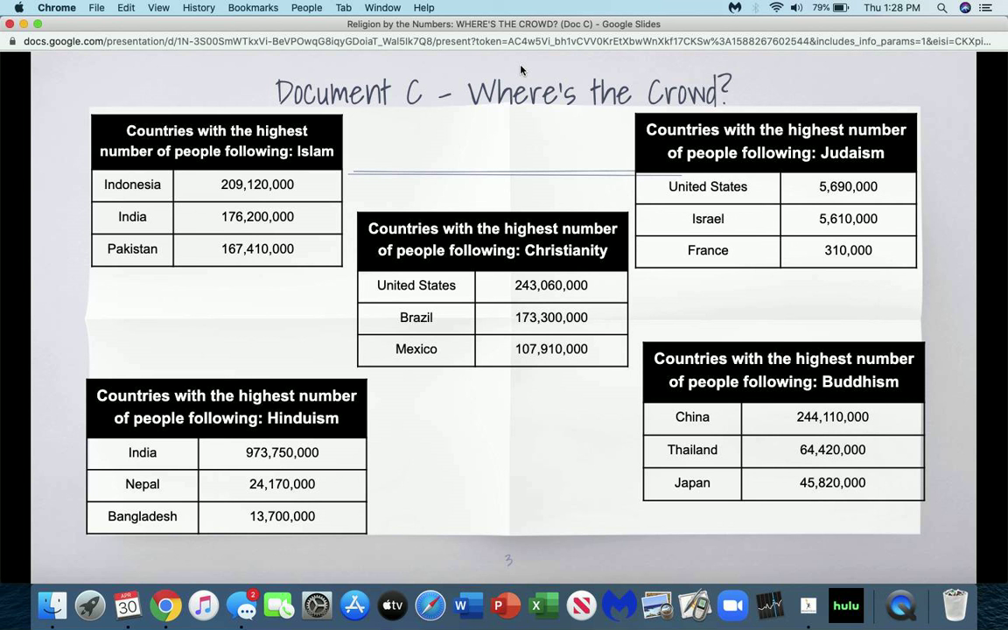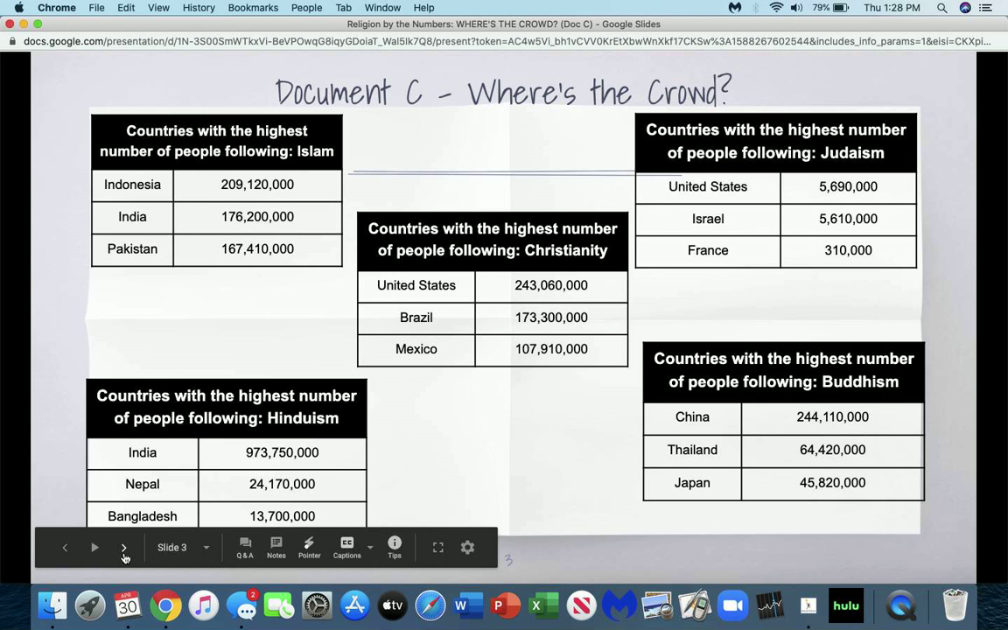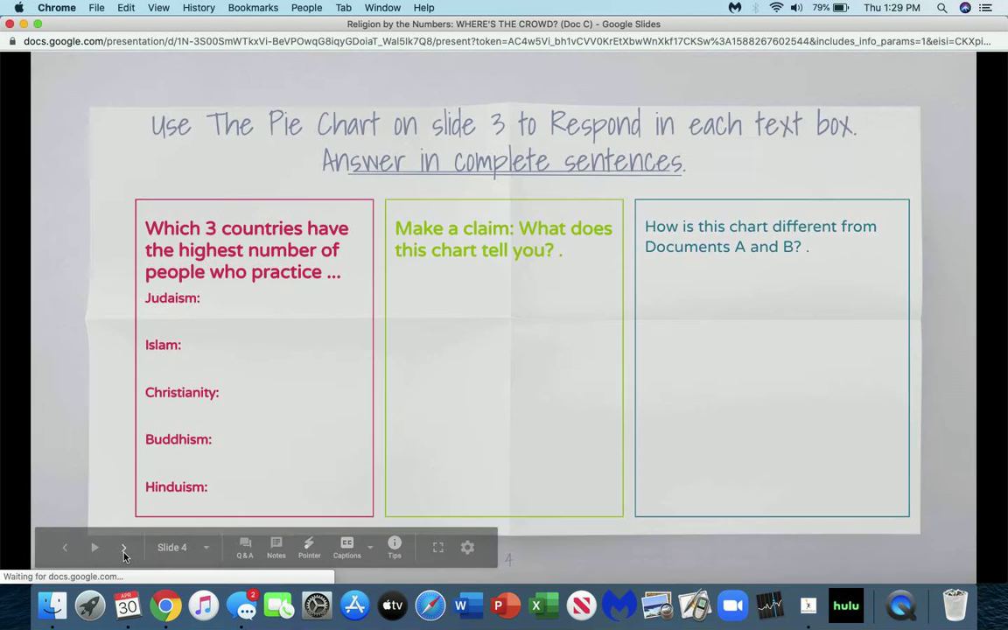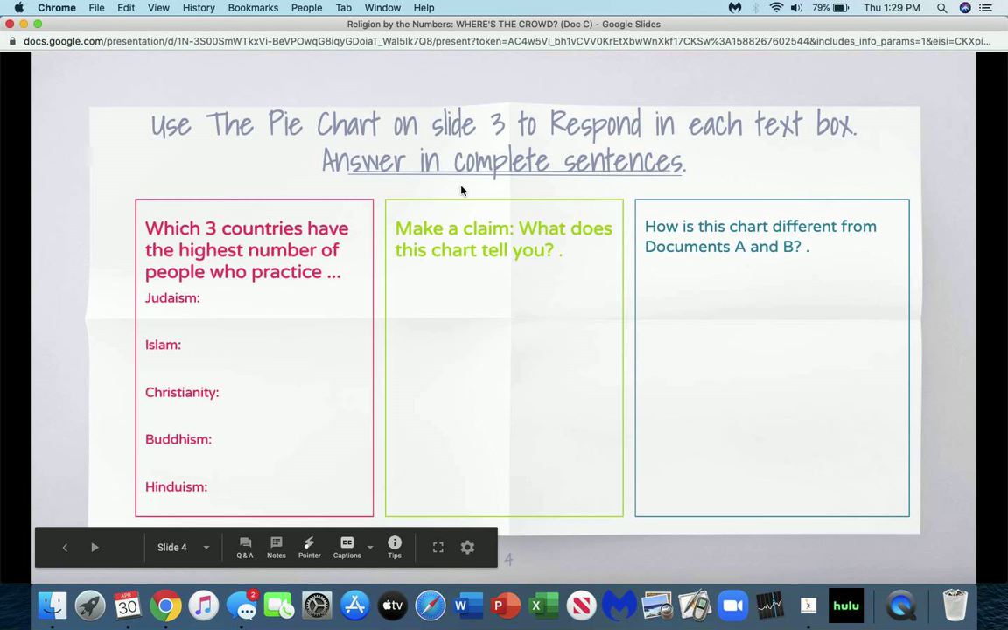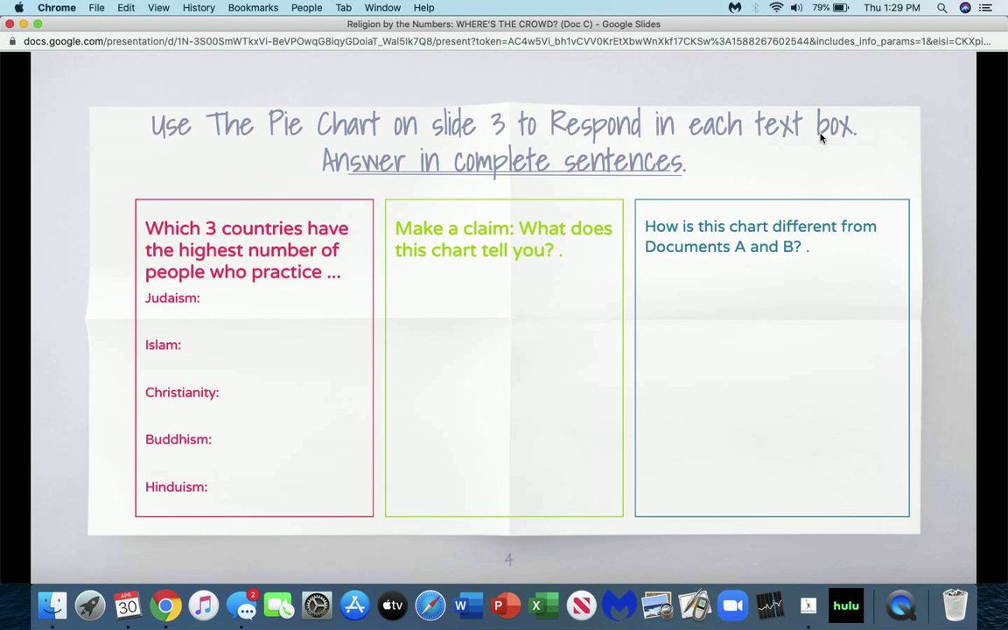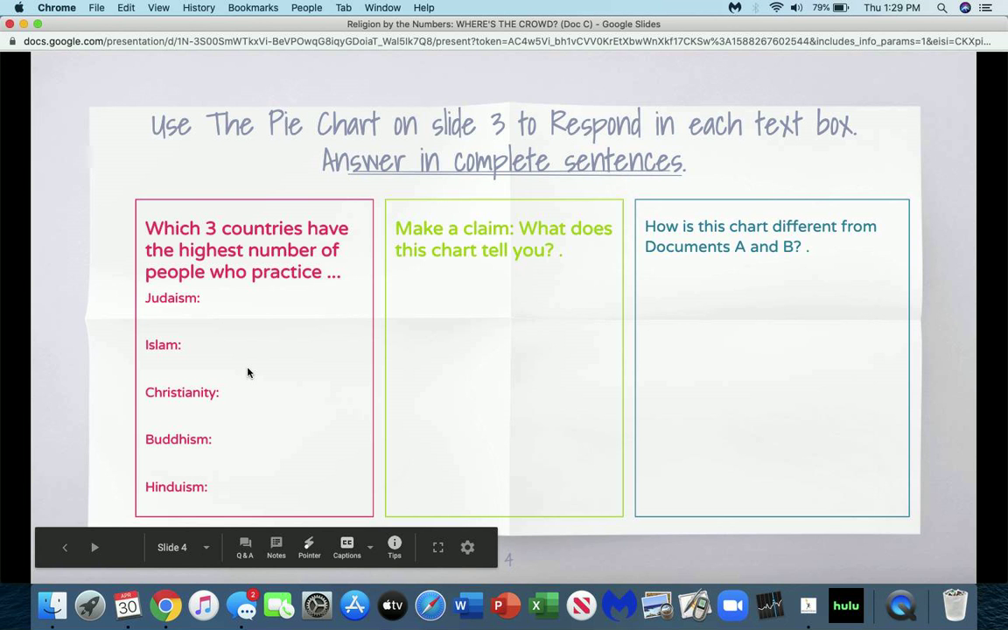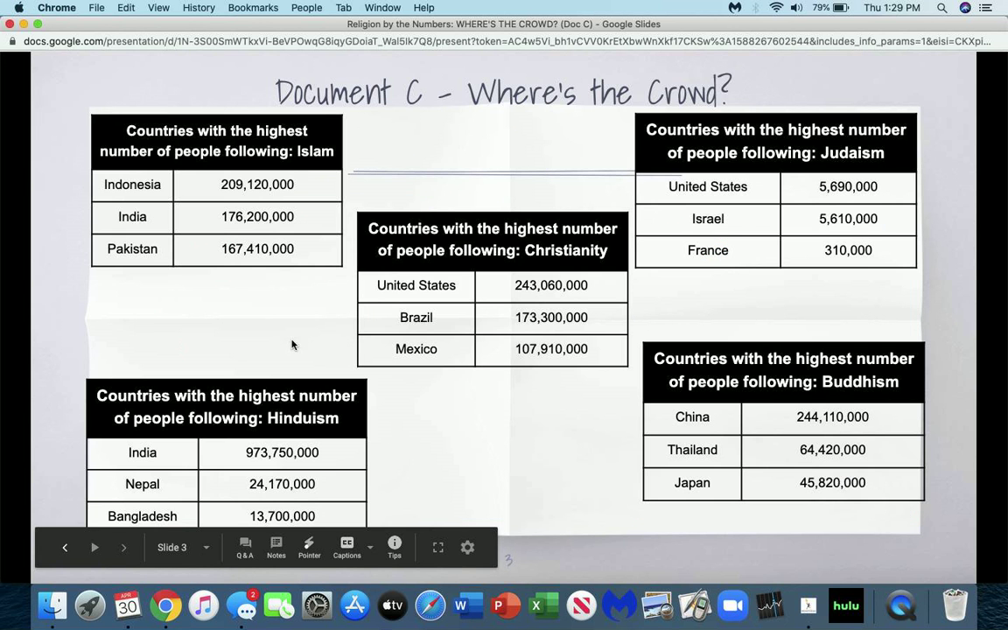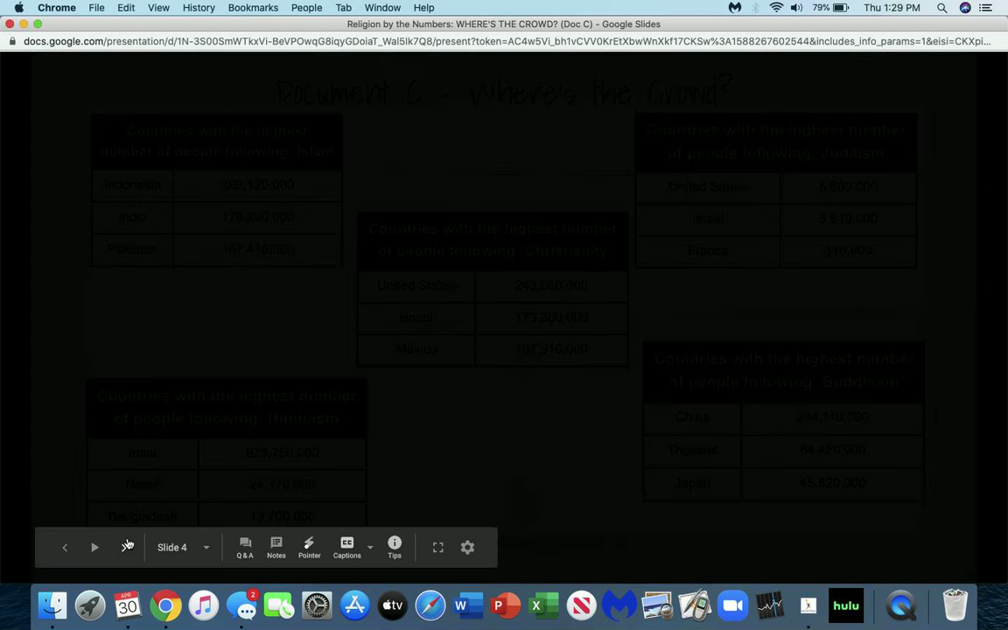I personally think it's interesting, and that's what's cool about social studies classes, we get to look at things like this. So, please answer incomplete questions in sentences and use the pie chart on slide 3 to respond in each text box. Which 3 countries have the highest number of people who practice Judaism, Islam, Christianity, Buddhism, and Hinduism? You're just going to fill that in, using information directly from these charts.